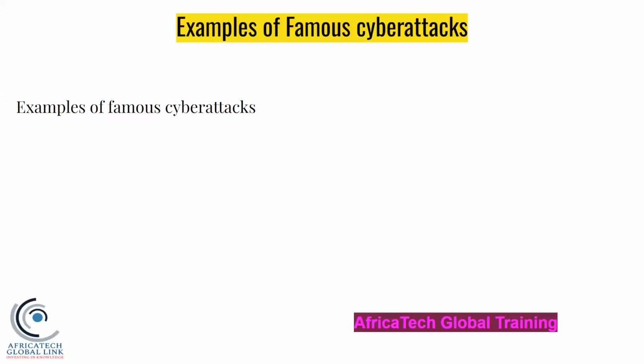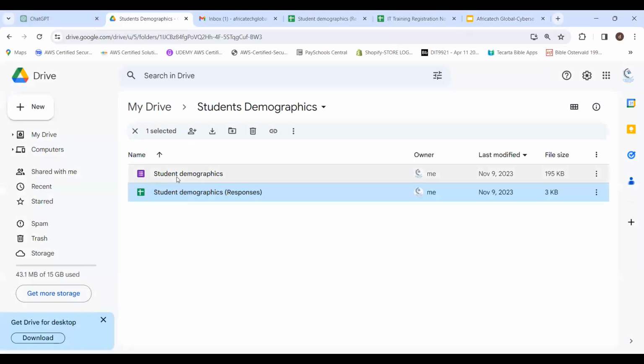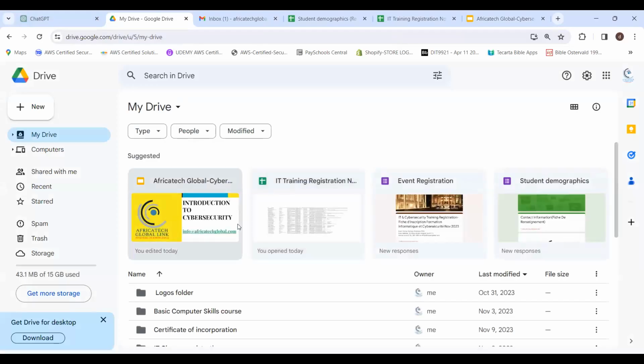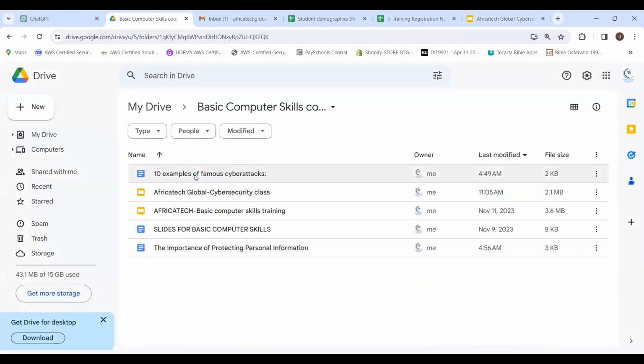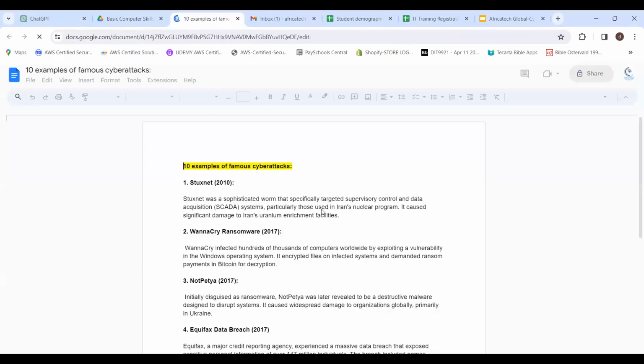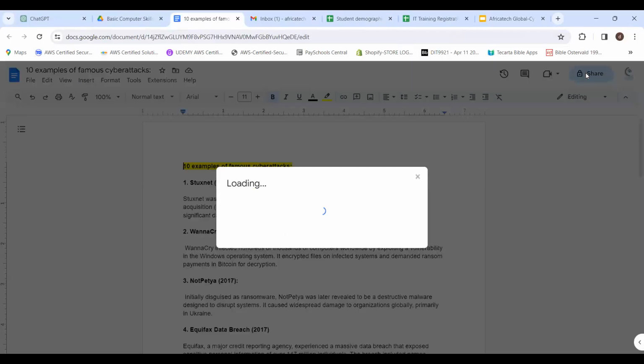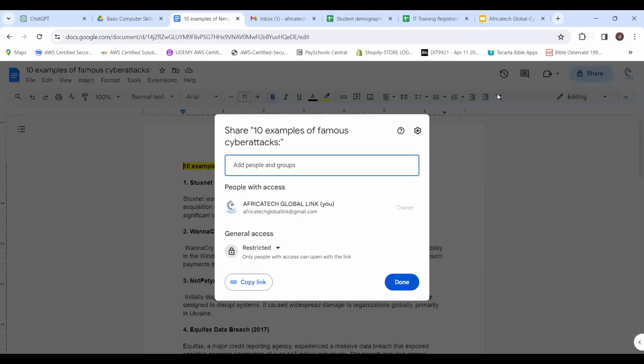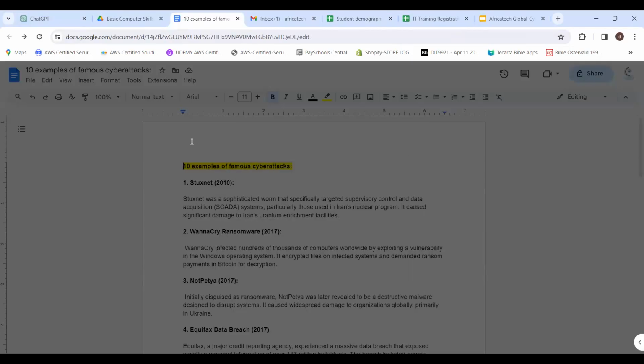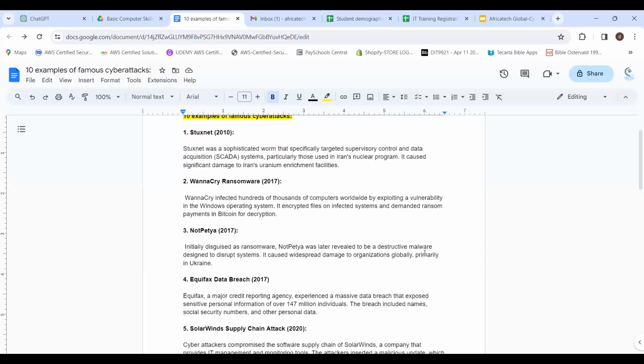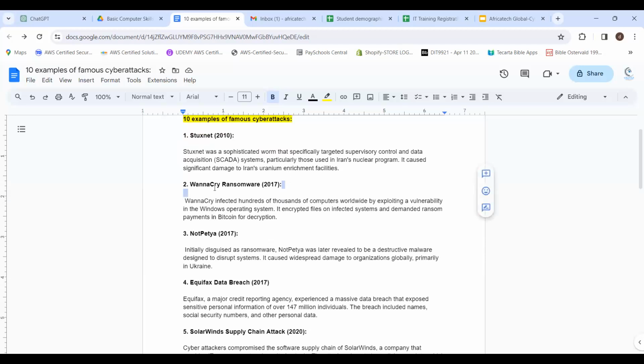So examples of famous cyber attacks, I put them on a slide in the PowerPoint, and somewhere here I'll show you. Ten examples of famous attacks, let's see. No, I don't want to share it. We have a lot of stuff. I think I mentioned this one, right?